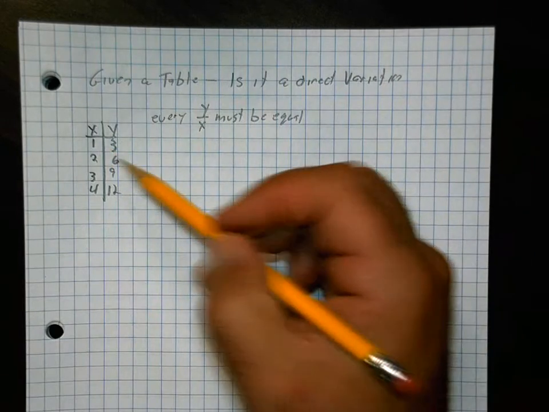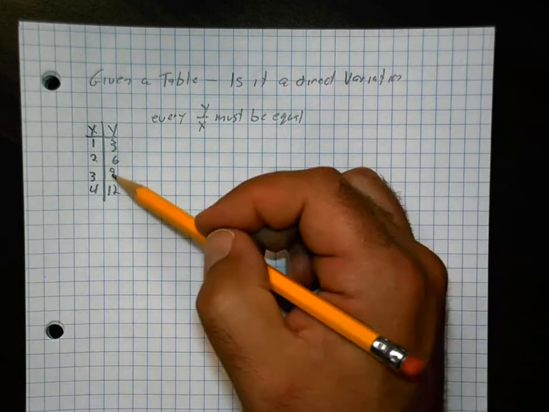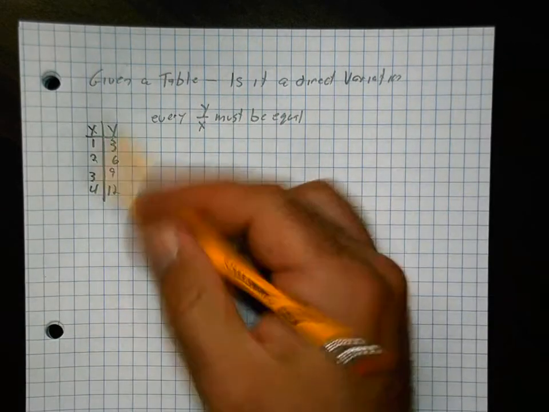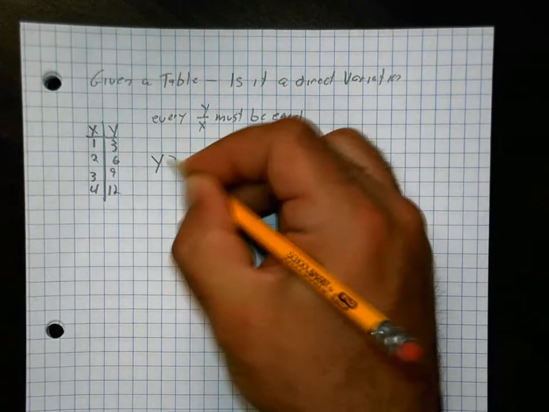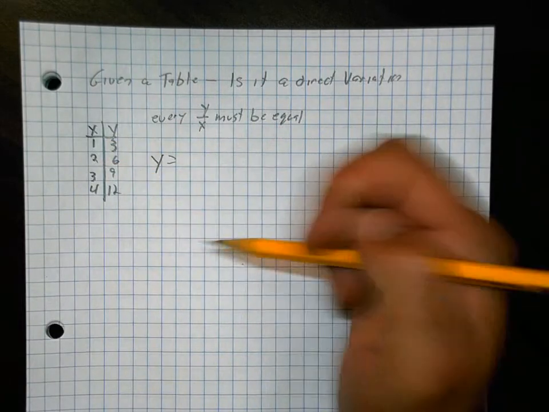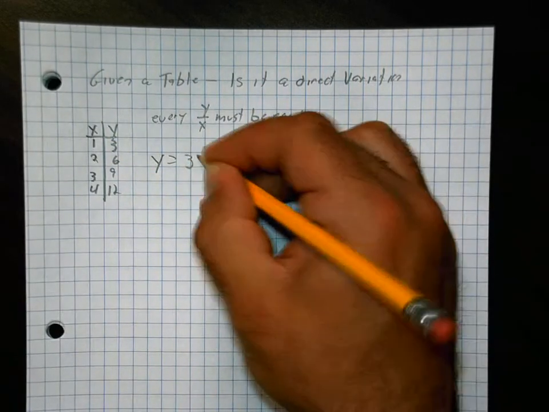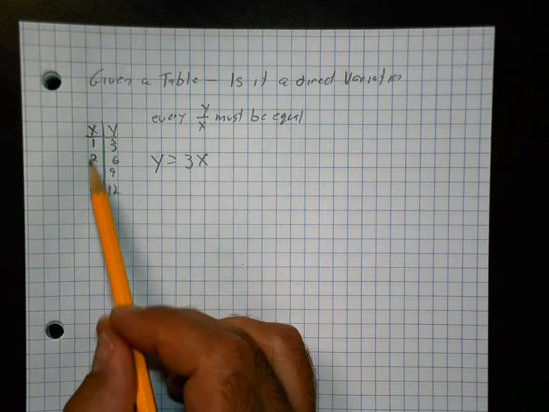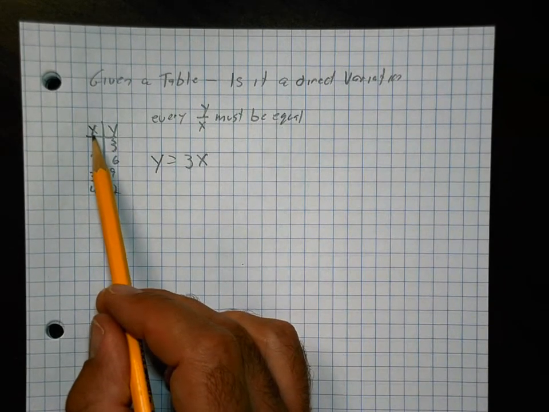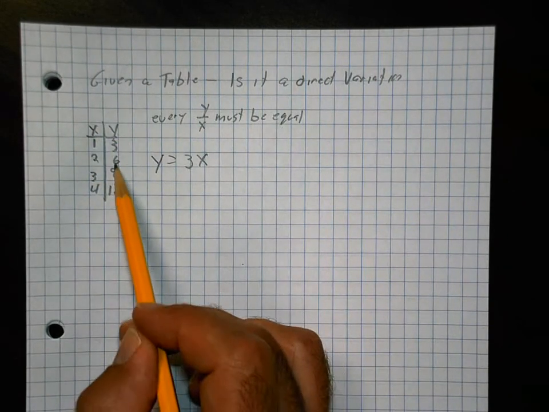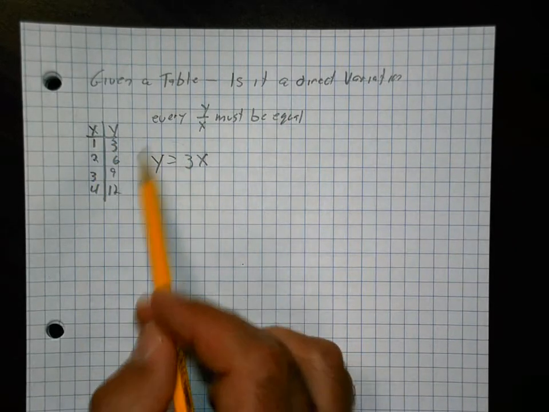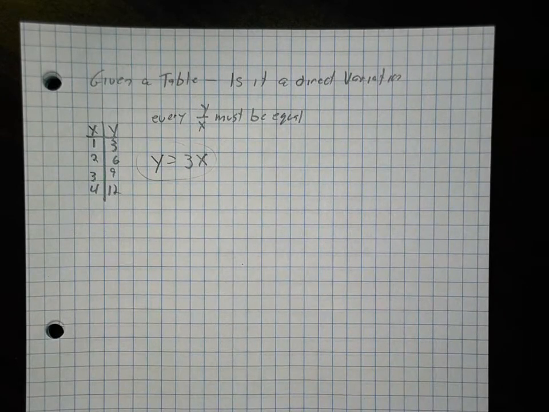So 3 divided by 1 is 3, 6 divided by 2 is 3, 9 divided by 3 is 3, 12 divided by 4 is 3. So this is a direct variation, and that constant result is your constant of variation, y equals 3x. If I look at the pattern here, if I went to 0, I don't have room for 0, but if I keep going down by 3, I get 0, 0. So you can see that it goes through 0, 0, which indicates that it's a direct variation.